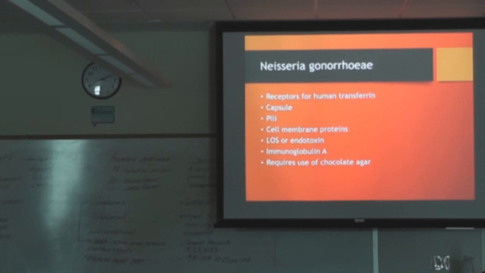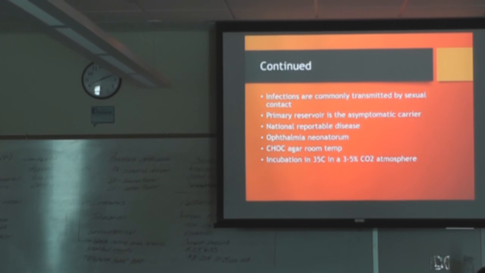Function-wise, you don't really need to know what the capsule does, but you don't need to know specific cell membrane proteins or anything like that. You know what endotoxins do already. And competing for the iron, of course, would be the very first one. So basically, this is sort of self-explanatory. Okay? I don't think you guys need much help on this one.